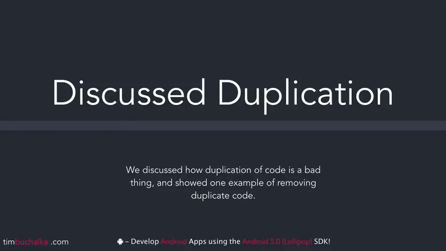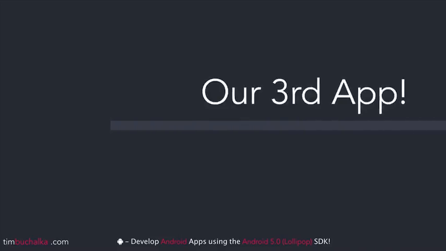We discussed duplication, really how important it is, or how bad duplication in your source code is as a programmer. And I showed you one example of removing duplicate code to make the code easier to read, but also less likely to have bugs and easier to maintain.